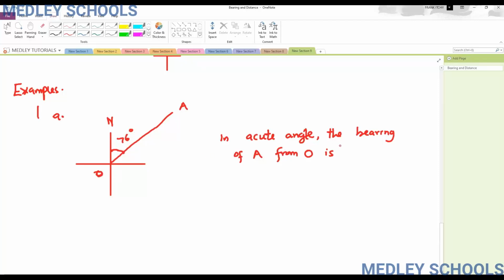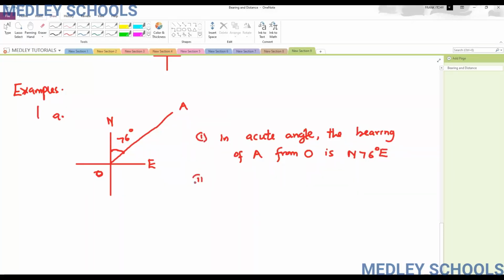Now in acute angle, remember we write it in between the direction. Now if this is north, this is east. Now in acute angle is going to be north 76 degree east. Now that's the first part of the question.